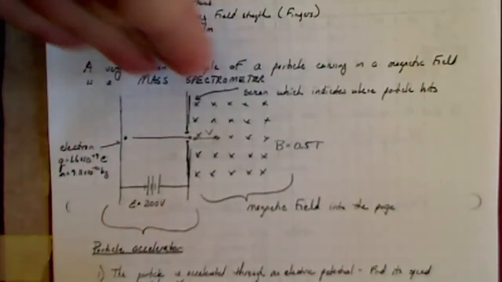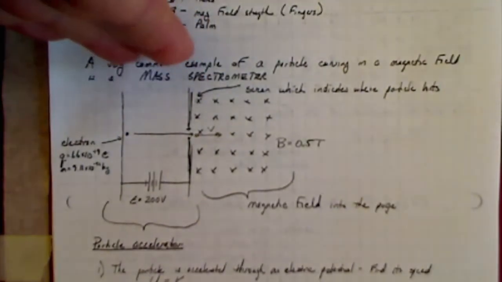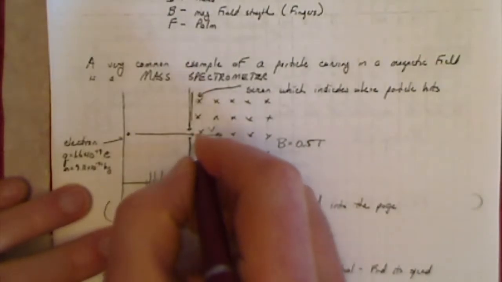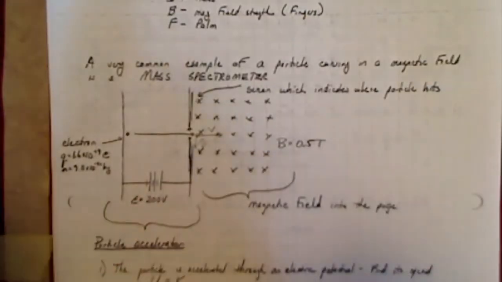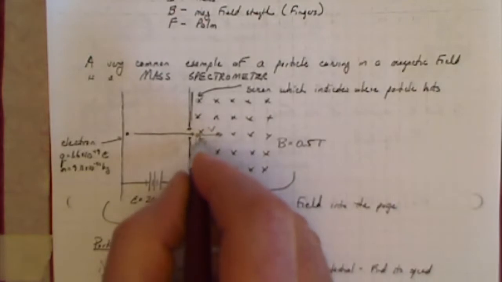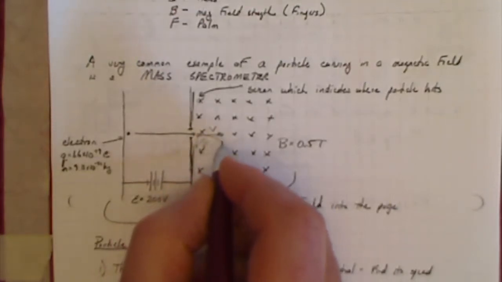Thumb is in the direction that the velocity is, and my palm actually points down towards the bottom of the page. I know it's hard to tell from the screen here, but fingers into the page, hands held flat, thumb is towards the right, and my palm is towards the bottom, which means my force, I write F sub B from force for the magnetic field, is towards the bottom of the page. That means this guy is going to start to do this. It's going to start to move down like that.